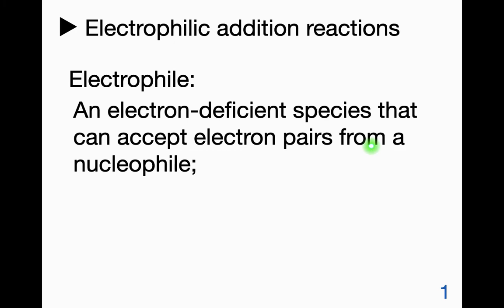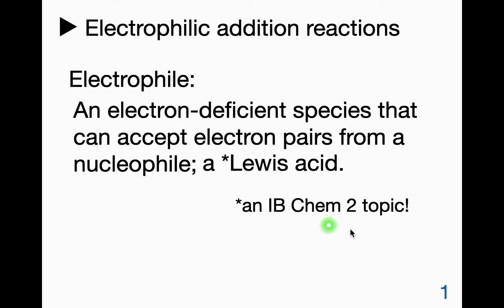Electrophilic addition reactions. An electrophile is an electron deficit species that can accept electron pairs from a nucleophile. Remember that nucleophiles have a lone pair of electrons that are capable of forming dative covalent bonds. Electrophiles can also be called Lewis acids, which is something that you'll learn about in IB Chem 2.